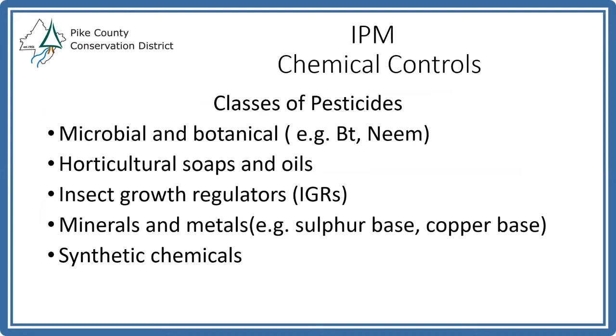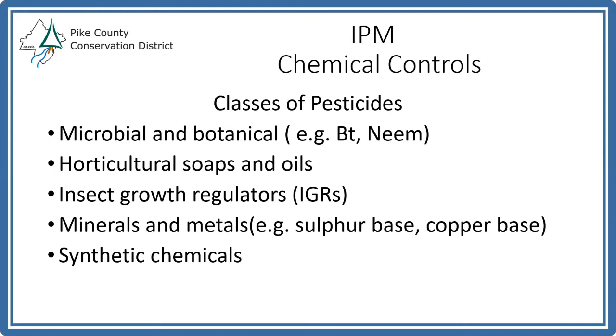There's microbial and botanical, such as different strains of Bt, Bacillus thuringiensis, that control caterpillars. That's all that Bt affects is caterpillars. And I think there's a strain for mosquito larvae also. It is not a broad spectrum that'll impact anything.